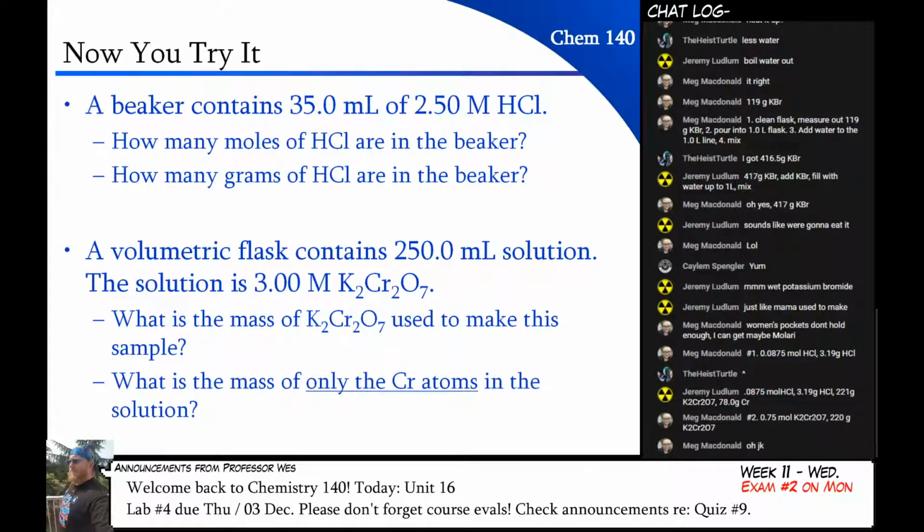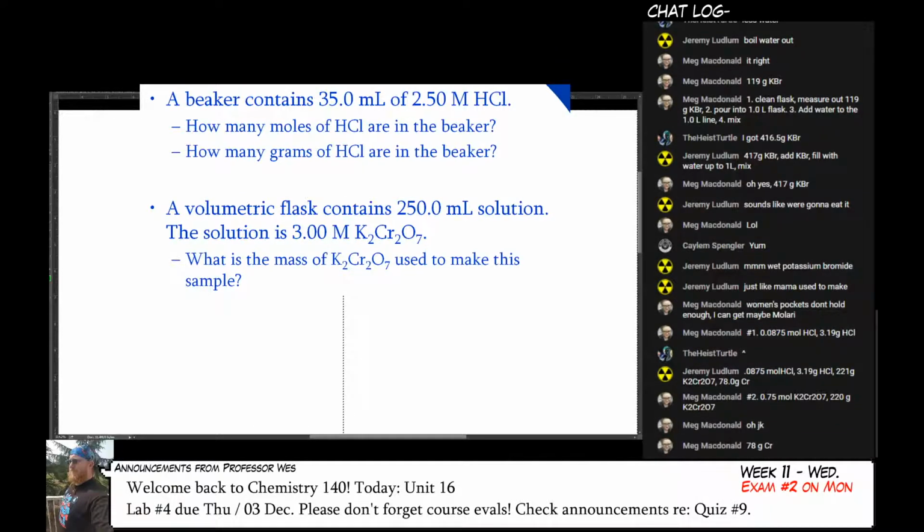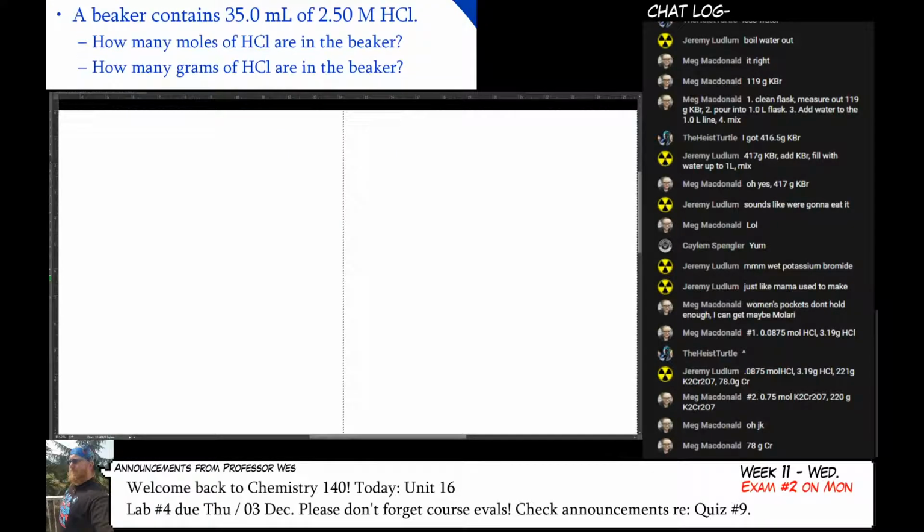All right, so let's do this. That's the wrong problem, so let's get this one on the screen first. All right, so I got 35 milliliters of 2.50 molar HCl. So remember that molarity times volume equals moles. So that would be 2.50 moles of HCl per liter times the volume. But we want the volume in liters anyway, so I'm just going to immediately convert that to liters. That's 35 times 10 to the minus 3. So now those cancel out.